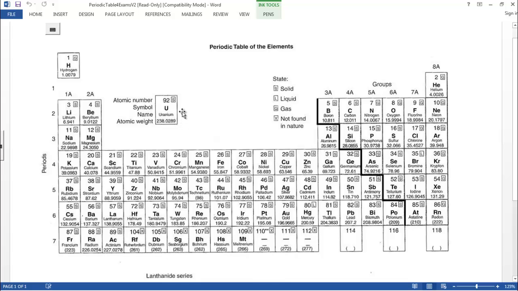Now for exams, you'll get this periodic table. Here, in each cell, you get a lot of information at a glance. At the top is the atomic number, so 92 here for uranium. The symbol is U. The name, that's helpful, is uranium, written right there. And then something called atomic weight is also listed on this periodic table.